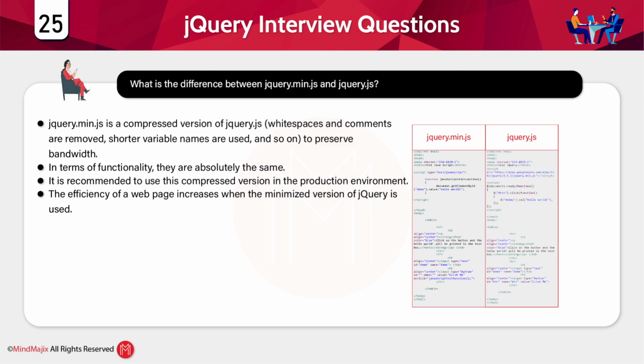So jquery.min.js is a compressed version of jquery.js. White spaces and comments are removed, shorter variable names are used, and so on to preserve the bandwidth. In terms of functionality, they are absolutely the same. It is recommended to use the compressed version in the production environment, as I have already said. The efficiency of the web page increases when the minimized version of jQuery is used. So you need to always use the minified version in your production environment. And while doing development, you can use jQuery.